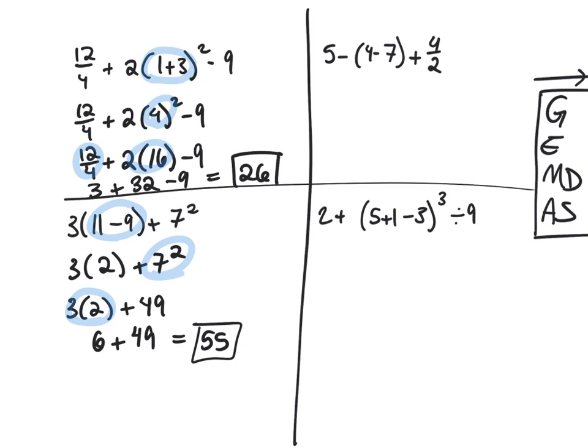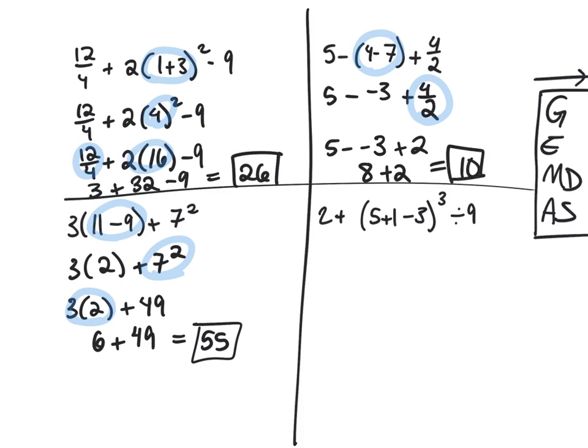First, let's look for any parentheses or grouping symbols, and I do see one right there. 4 minus 7 is negative 3. Let me bring down everything else now. Okay, next I need to do multiplication and division. So that's going to be that fraction on the end. Remember, 4 over 2 is the same as 4 divided by 2. And 4 divided by 2 is just 2. So now I have 5 minus negative 3 plus 2. 5 minus negative 3 is the same as 5 plus 3. That's 8. And 8 plus 2 is 10.